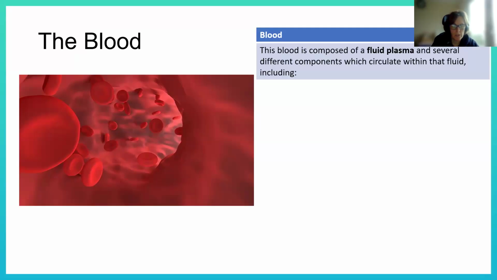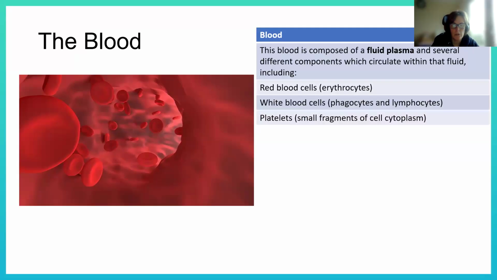And several components circulate within this plasma. There's the red blood cells, which we've talked about quite a bit. They're properly called erythrocytes. Loads of different white blood cells that we've talked about already. We've talked about phagocytes and lymphocytes quite a bit. And then there are also platelets. Now, these aren't technically cells, but they're bits of cells that have been pinched off. They're bits of cell cytoplasm. And we'll talk about them when we talk about clotting.